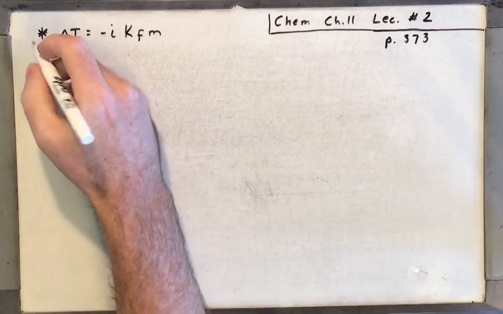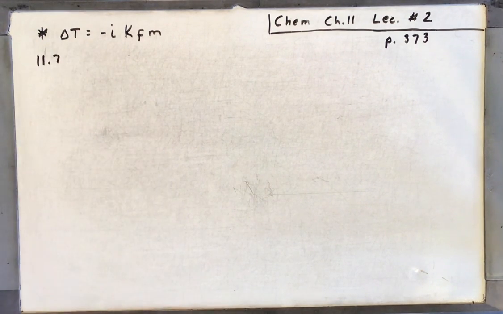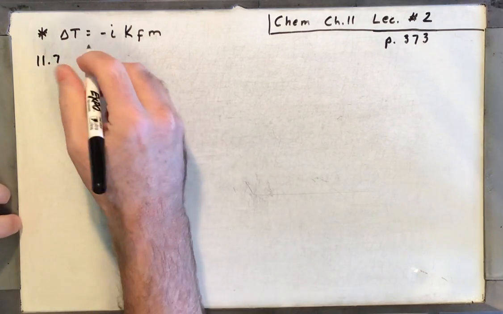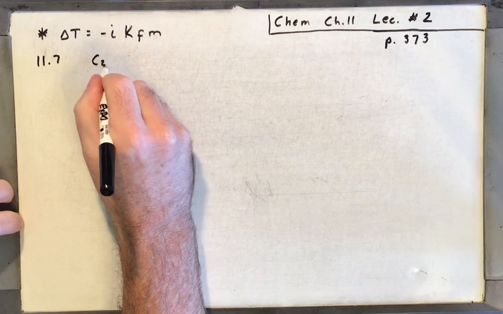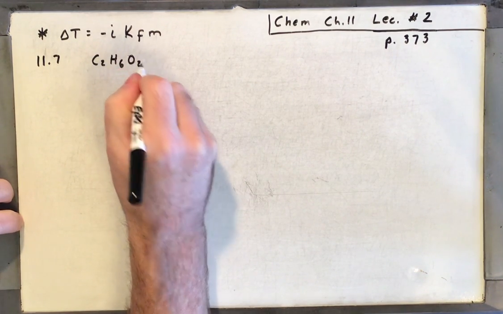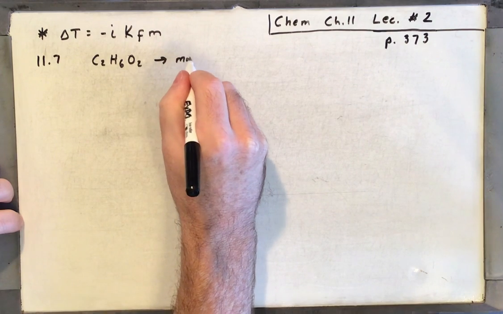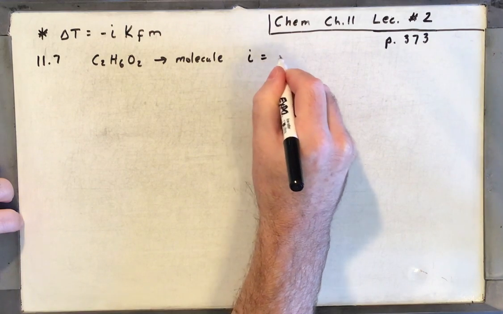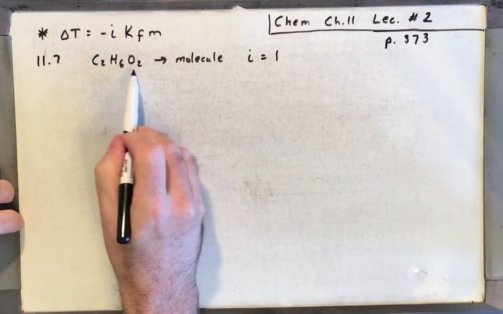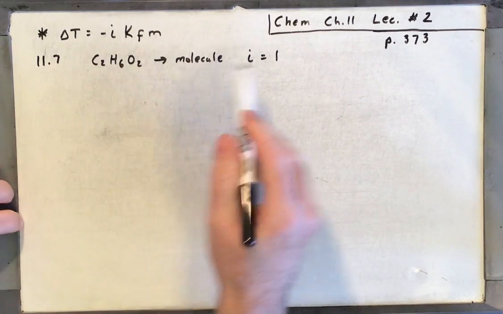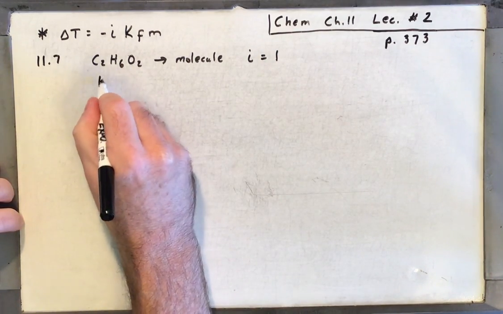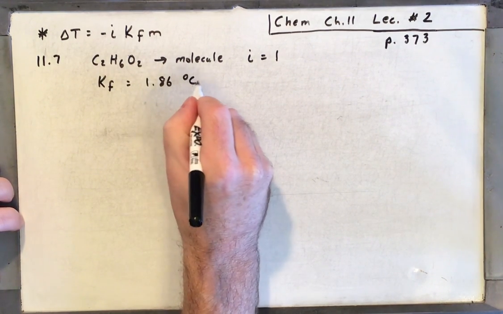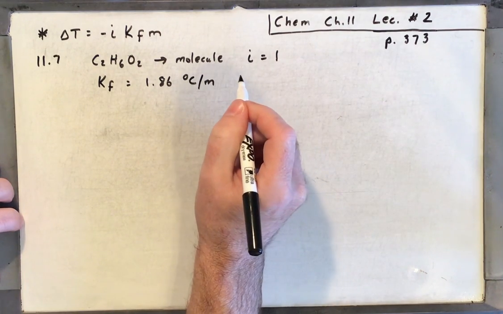All right. So first of all, we know this is C2H6O2, that is a molecule, not an ionic compound. So for a molecule, i is always equal to 1. When you dissolve it in water, it splits into its individual molecules, not its ions. K sub F is in the problem. That's 1.86 degrees C per molal.